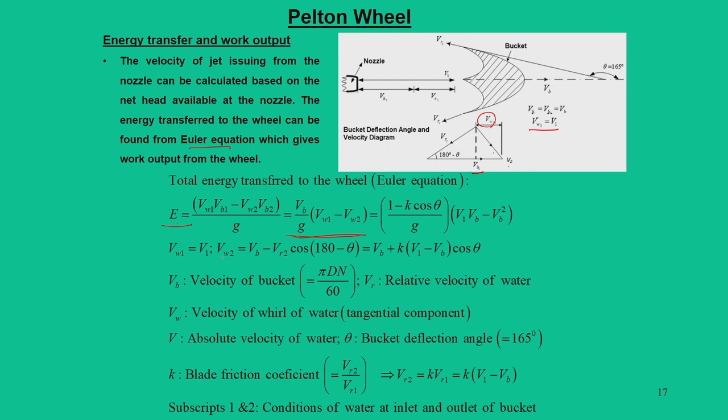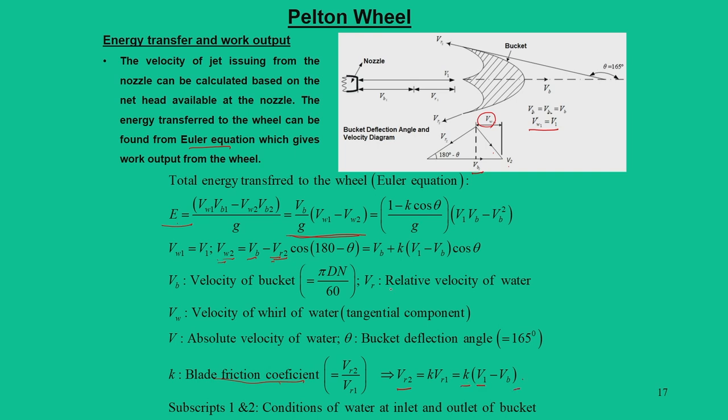Now, from these velocity diagrams, Vw2 can be found out by considering Vr2 and Vb, and this Vr2 can be expressed in terms of the blade friction coefficient. Whenever there is a relative velocity, we call this the blade friction coefficient. That means there is a difference in the velocity at the inlet and outlet, whether in terms of absolute velocity or relative velocity. That way Vr2 can be linked with respect to V1 and Vb through a factor k.